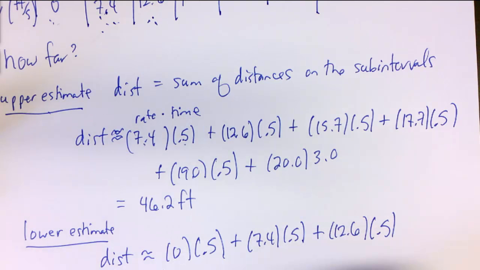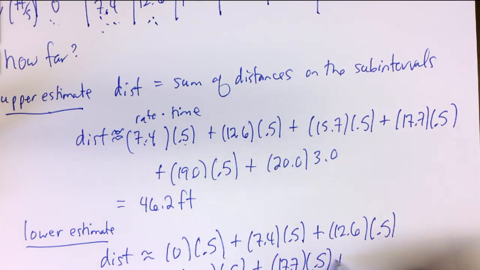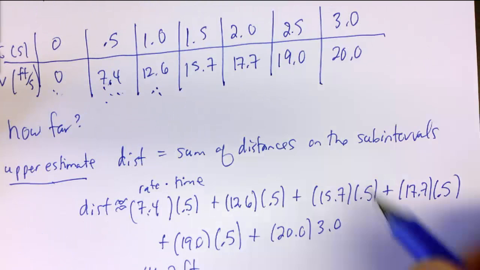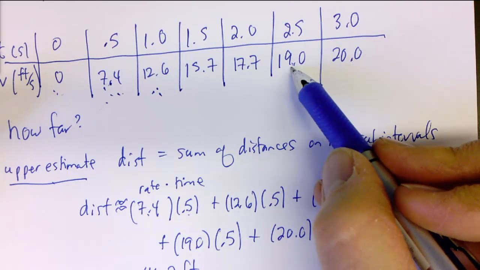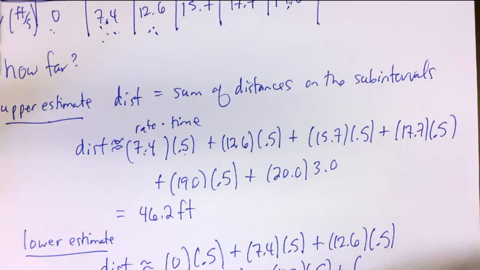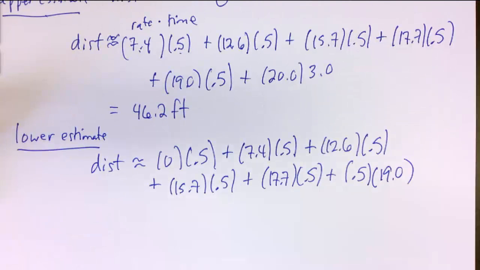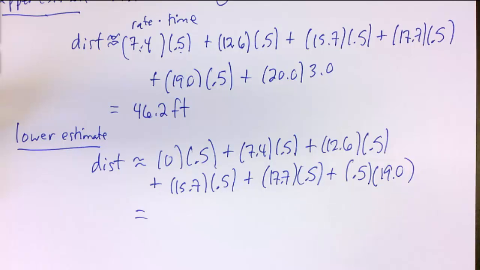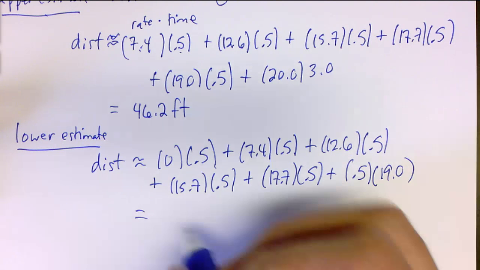And I'll write these all down here just to be thorough. And notice that these terms are all pretty much replicating what we had until we get to the last subinterval. On the last subinterval, 19 to 20, we're going to use the slowest speed, 19 times half a second. So for the last subinterval, the 20 never comes into play. That's okay. If we add these up for a lower estimate, we get 36.2 feet.